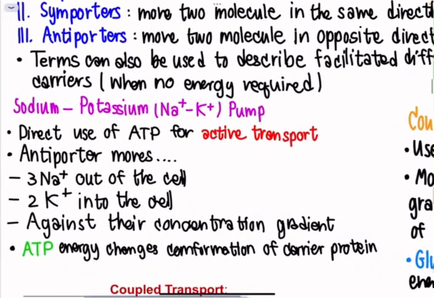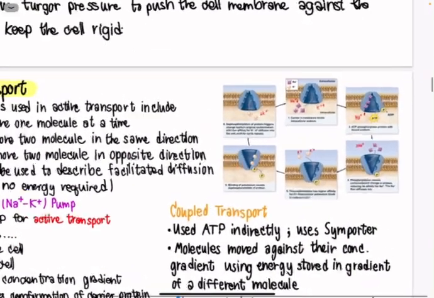Sodium and potassium pump. This is the direct use of ATP for active transport. Its antiporter moves 3 sodium out of the cell and 2 potassium into the cell, against their concentration gradients. ATP energy changes the conformation of the carrier proteins.